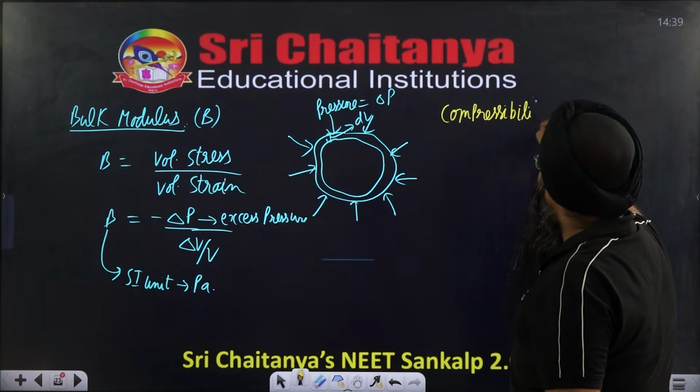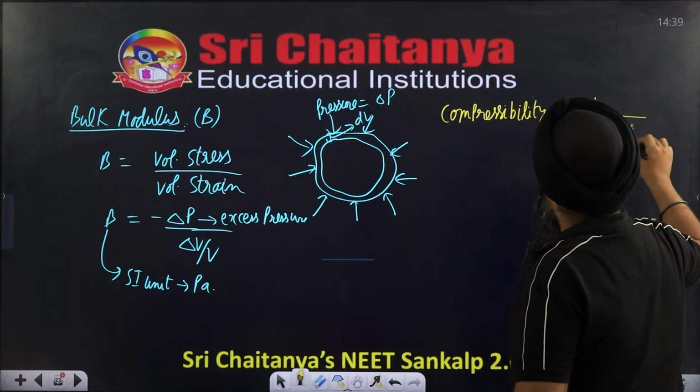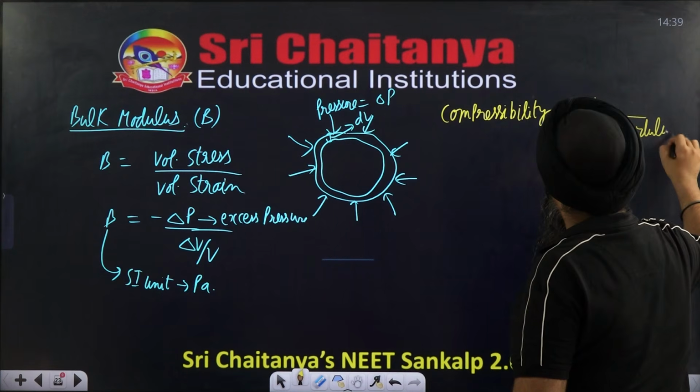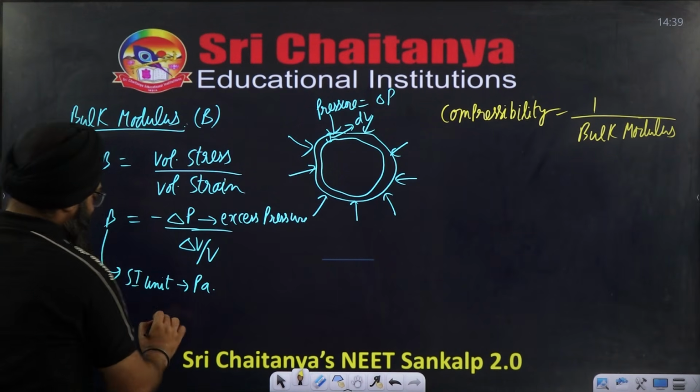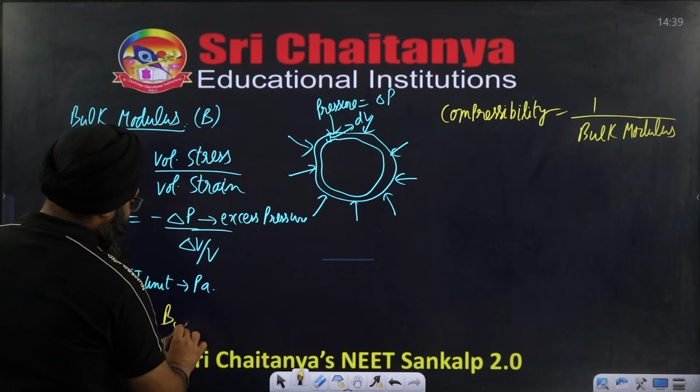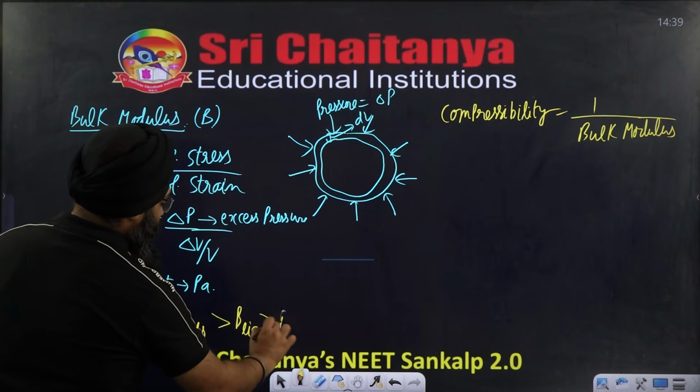Compressibility is the reciprocal of bulk modulus. It is 1 divided by bulk modulus. Remember one thing: out of solids, liquids and gases, the highest bulk modulus is of solids, then liquids, then gases.